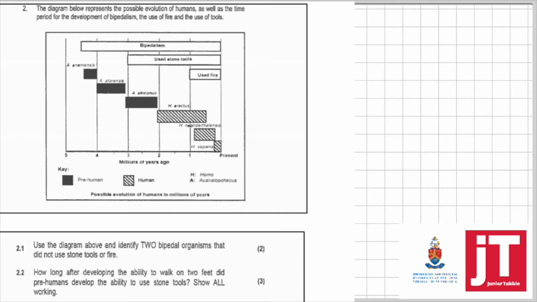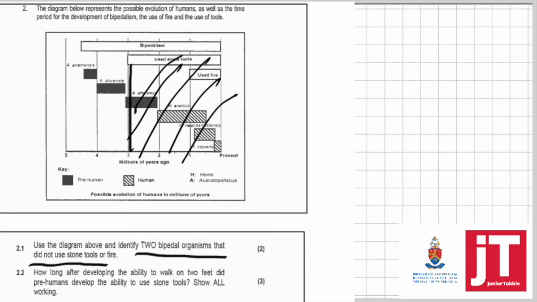2.1. Use the diagram above and identify 2 bipedal organisms that did not use stone tools and did not use fire. So, obviously, it cannot be these ones. So, the ones that did not use stone tools and fire, you can see the only ones that are available are Anamensis and Afarensis.